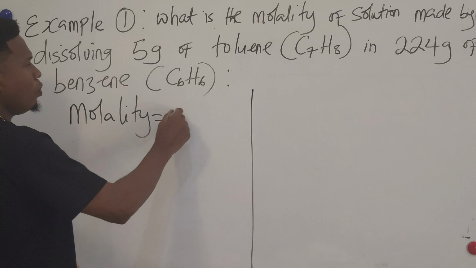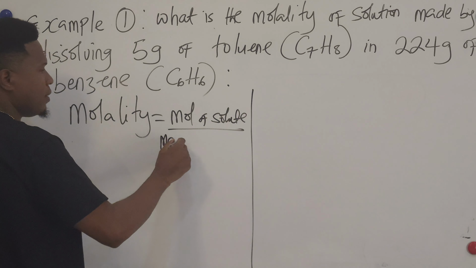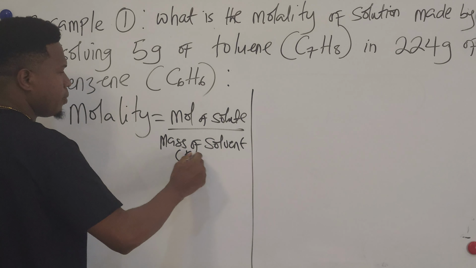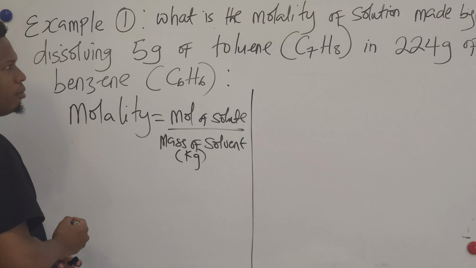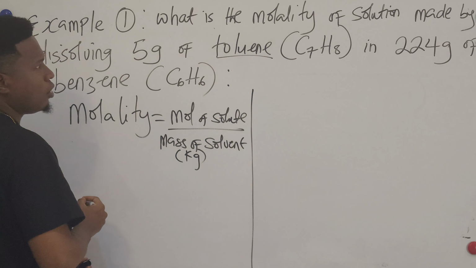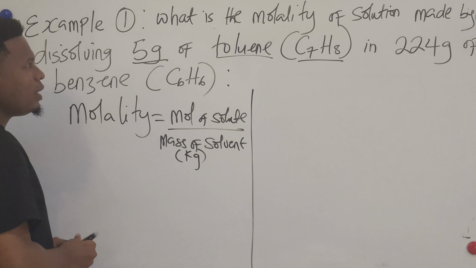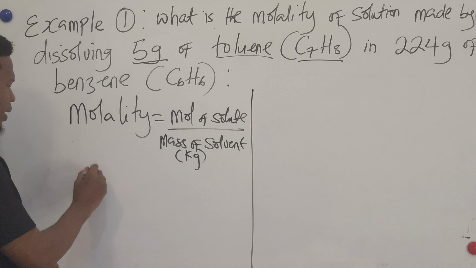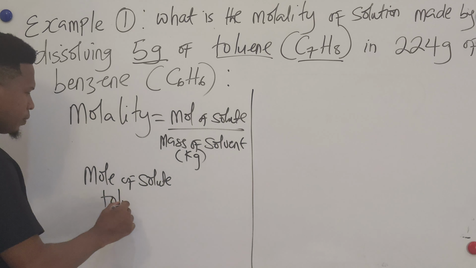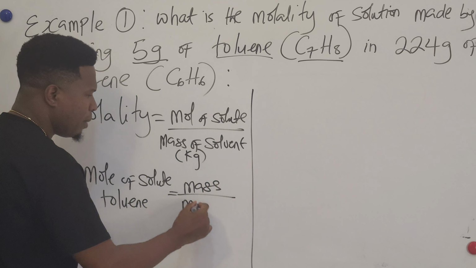is mole of solute over mass of solvent in kg, kilogram, right? But the mole of the solute was not given. The solute is toluene. Remember, toluene is the solute. The mass was given and the formula was given. Okay? So how do we get the mole of the solute? We know that mole of solute, which is toluene, is equal to mass over molar mass.